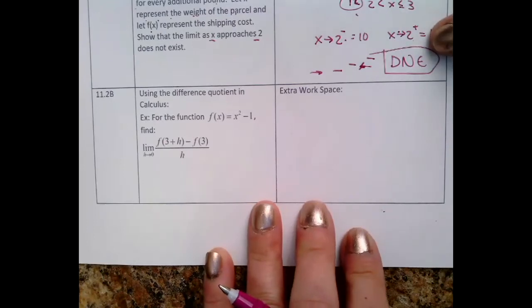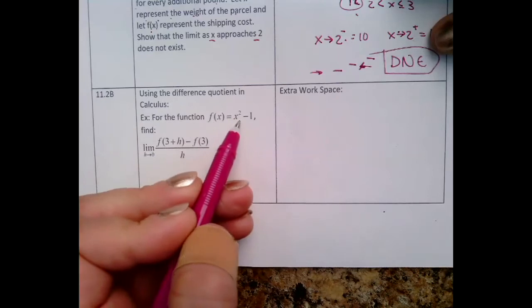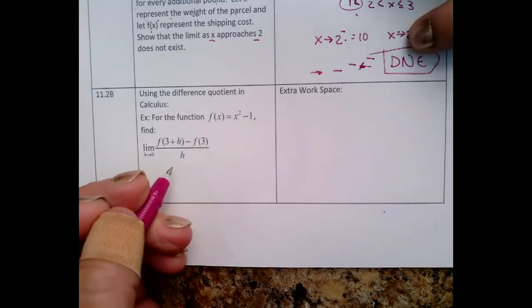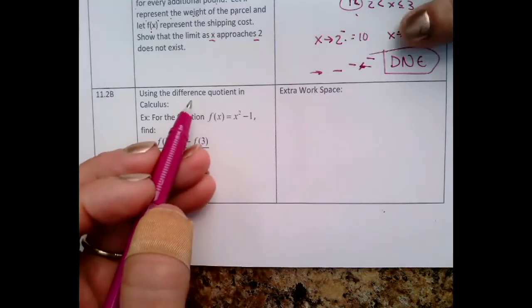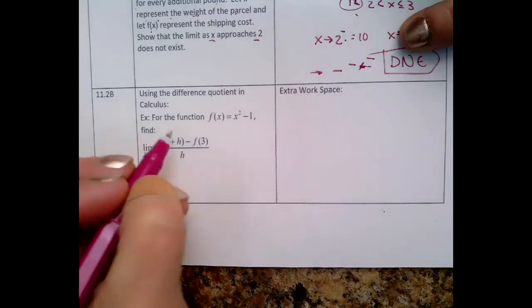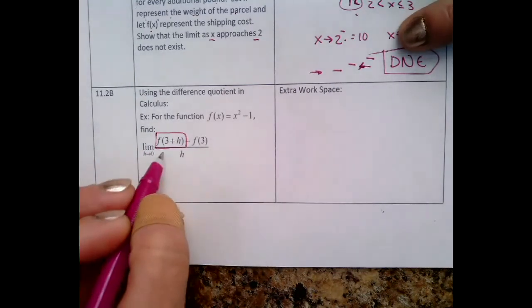All right, so let's go ahead and take a look at using the difference quotient in calculus. This just says that the function is x squared minus 1, and we want the limit of this right here. All we're going to do is take this in pieces. The first thing I'm going to do is find f(3 plus h).